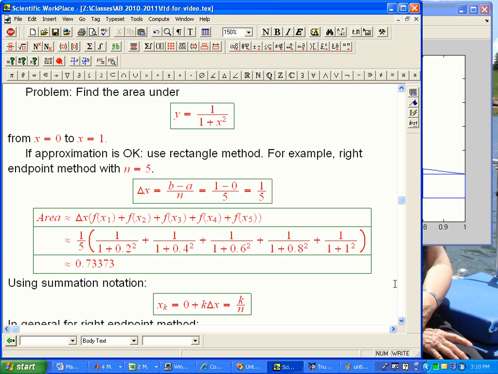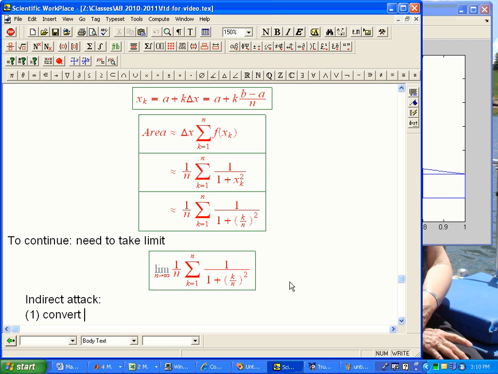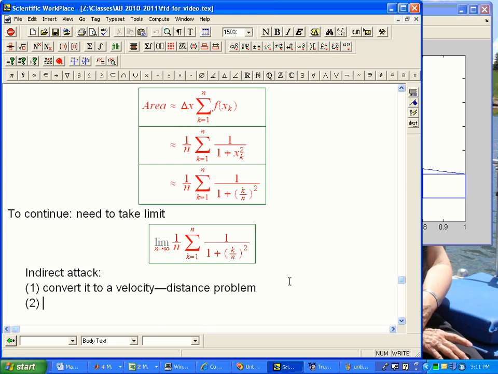Okay, so we've had this problem. We had kind of a brute force attack on it, and brute force knowing some ideas about calculus, like summations and limits and things like that. But here's the indirect attack that we discovered in the last couple days. We're going to first convert it to a velocity distance problem. And second, we're going to solve that velocity distance problem by anti-differentiating.